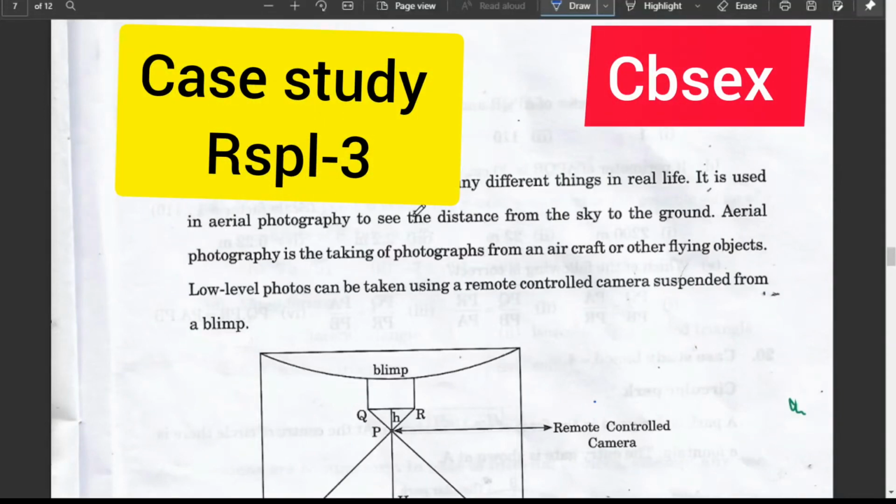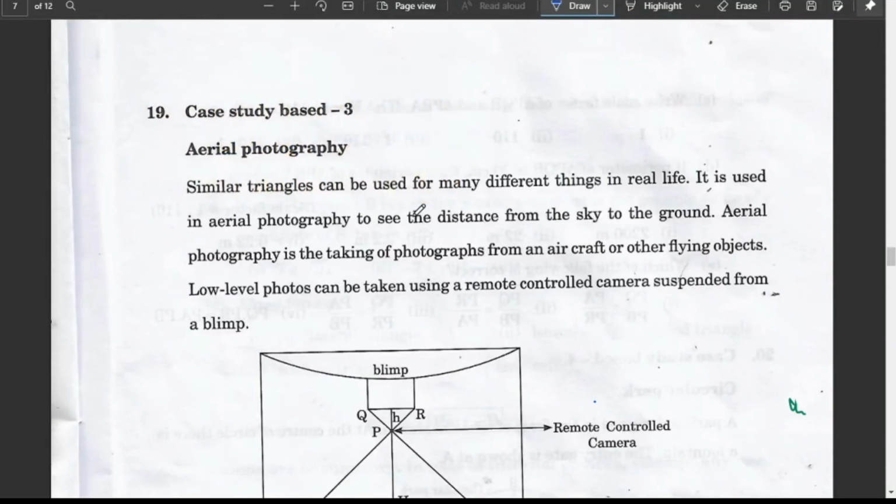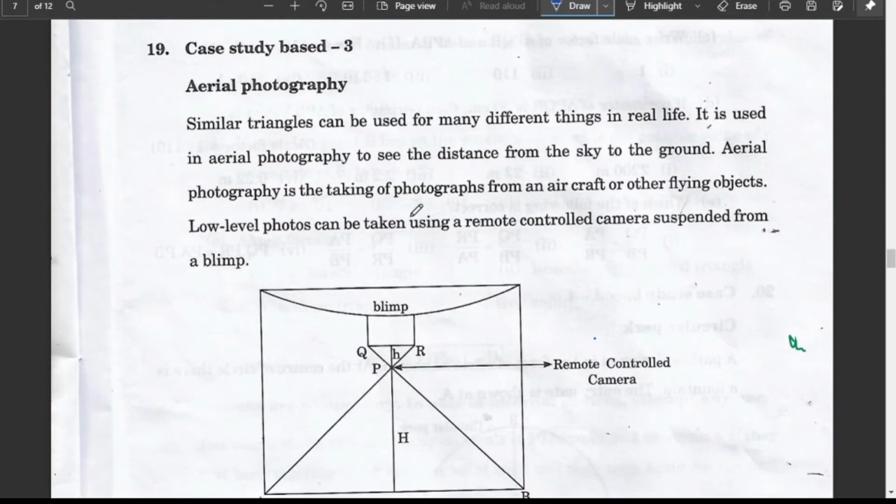Hello children, let us learn the next case study based question, that is the 19th question of RSPL 3, aerial photography. This is one of the best questions which will make your concept of similar triangles stronger. Similar triangles can be used for many different things in real life. It is used in aerial photography to see the distance from the sky to the ground.